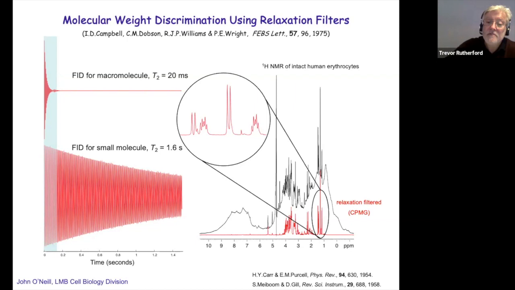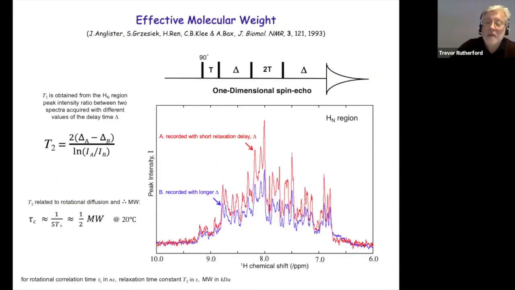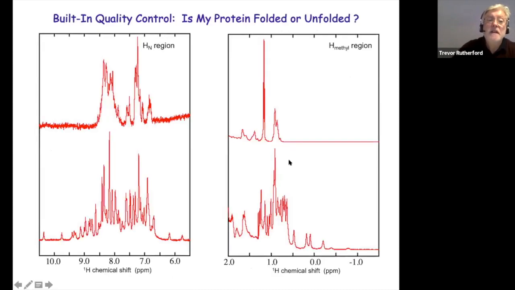We can use NMR as a coarse grain mass spectrometer. It is not a mass spectrometer, but it certainly gives us enough resolution to say whether we've got monomer, dimer, or trimer. You can do this with a so-called 1D spin echo and other related experiments that allow us to get, within a few kilodaltons, the effective molecular weight based on its tumbling time and how rapidly it tumbles in solution. That's something that we can do as a quality control check on your protein. Is your protein folded or unfolded? Well, this is a typical profile in the NH region of a protein that's unfolded.